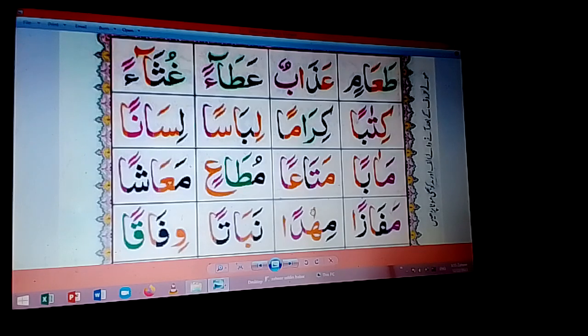This is our page number 16, and in this page, as we have previously learned how to prolong a letter, and for that we learned 7 signs. 3 were letters, and there was another sign. With the help of that sign you can prolong a letter. Okay, so still we are learning how to prolong a letter.